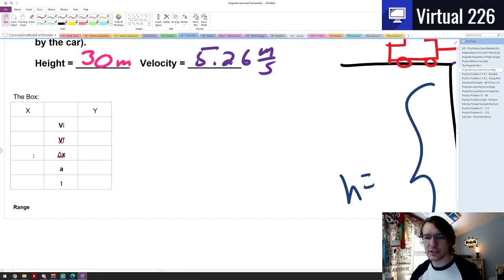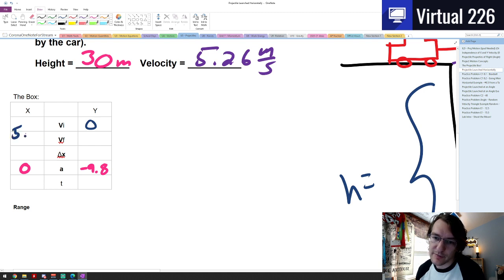We know initially that acceleration for the x is always going to be 0, and it's always going to be negative 9.8 in the y direction. Okay? What else do we know here? We know the initial y velocity is 0 because it's moving just horizontal, and that means that this velocity here is 5.26 in the x direction. And remember, VI and VF are the same in the x direction, so that's what we're looking at.